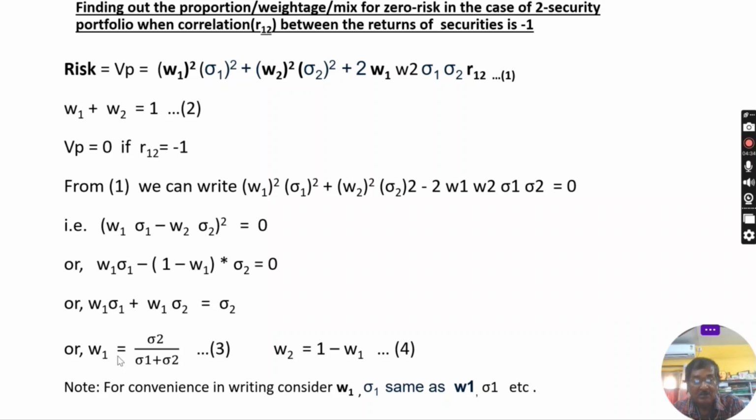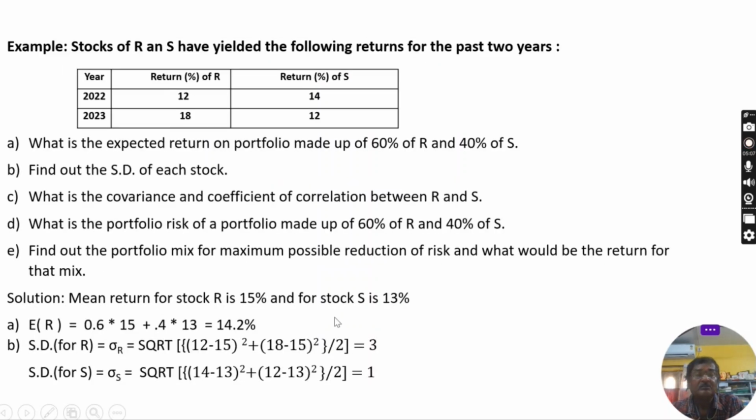If W1 is computed with this expression, what will be the value of W2? W2 will be 1 minus W1. If W1 is say 35%, then definitely W2 will be 65%, because the total is 100%. And in decimal form, if the W1 value is 0.35, then definitely the value of W2 will be 0.65. Now we are going to check it through an example.